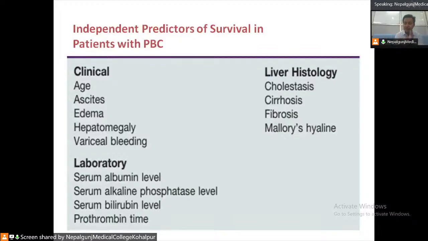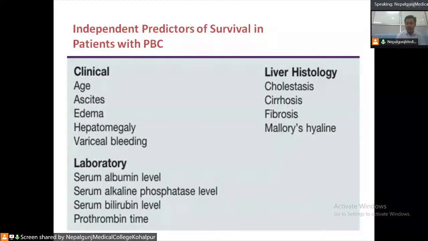But whenever the patient with compensated liver cirrhosis develops a decompensated event in the form of ascites, hepatic encephalopathy, GI bleeding, variceal bleeding, or jaundice, the survival is dramatically reduced to 1 to 2 years. So when the patient develops a decompensated event, always prepare for liver transplant. Okay. So these are the clinical factors.